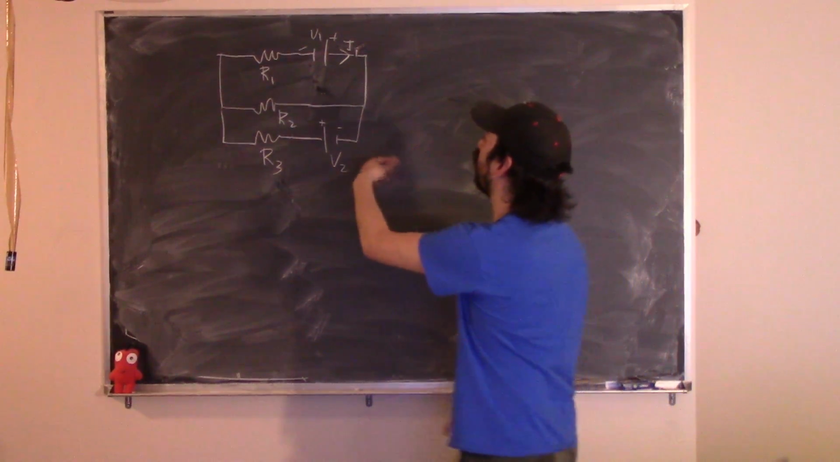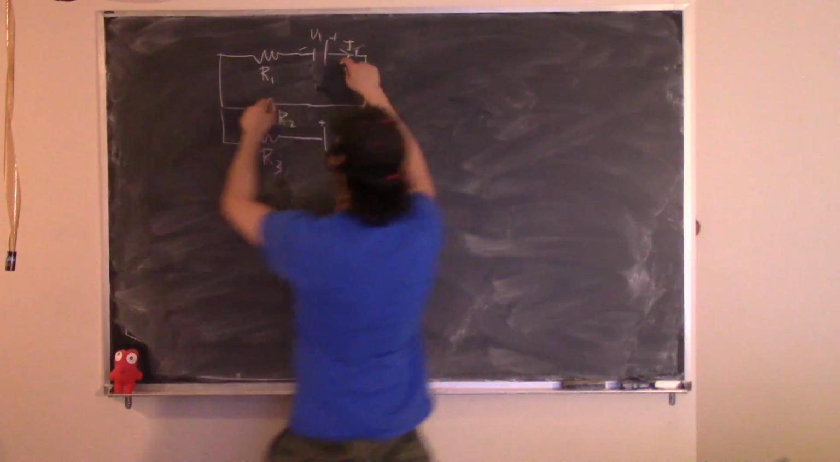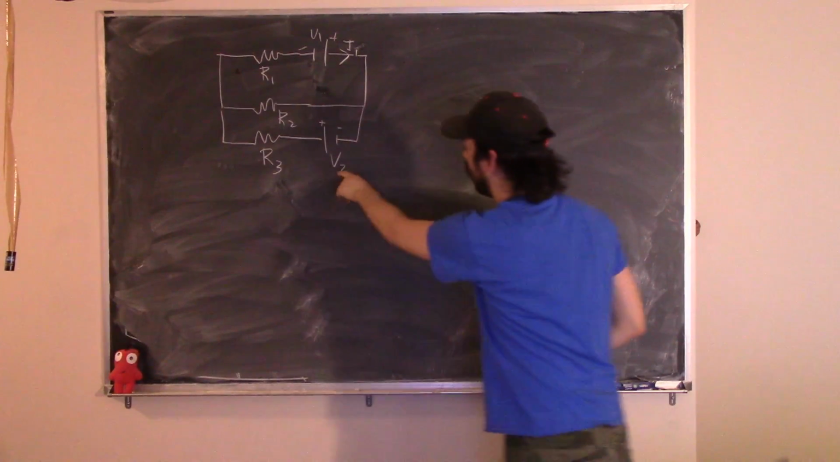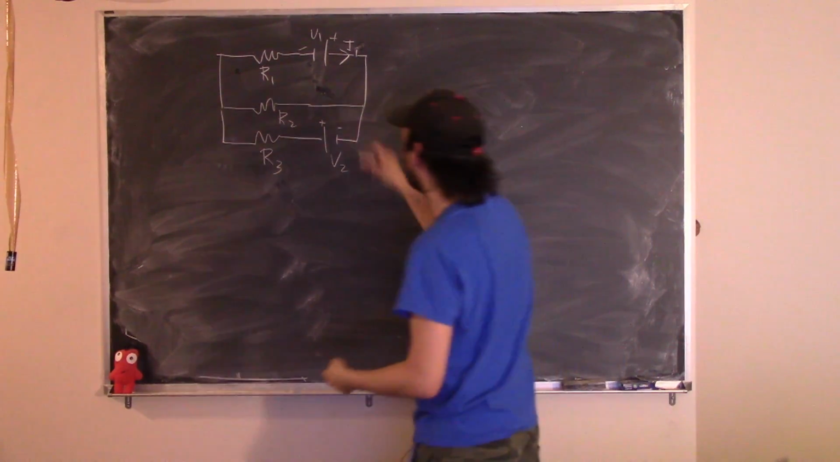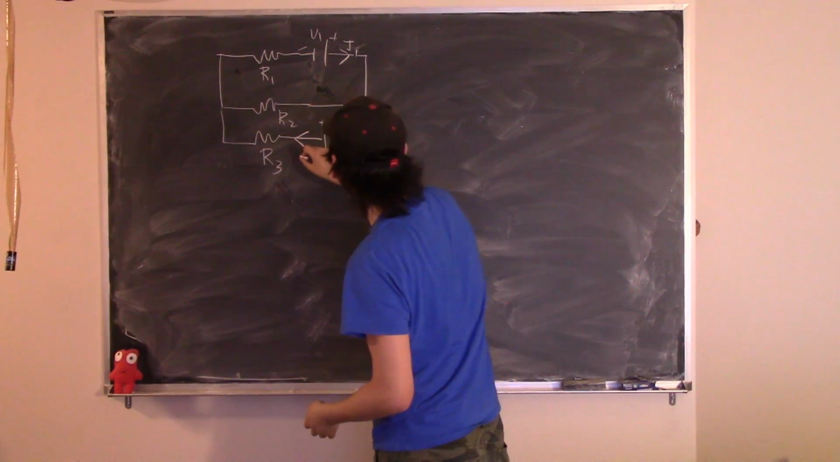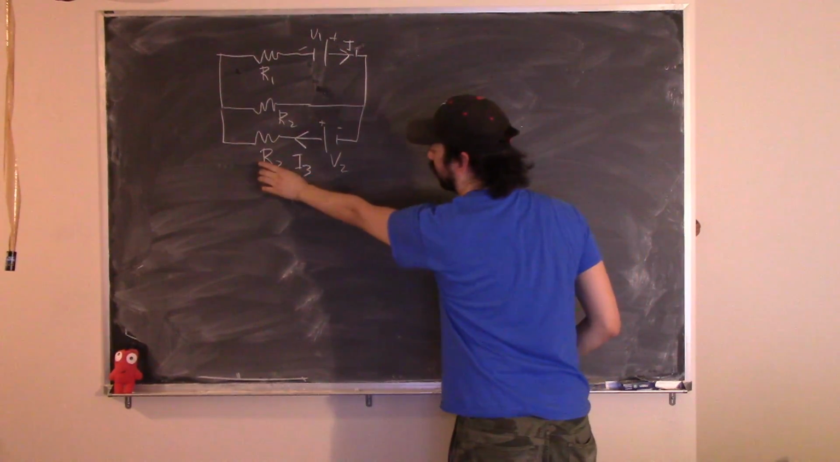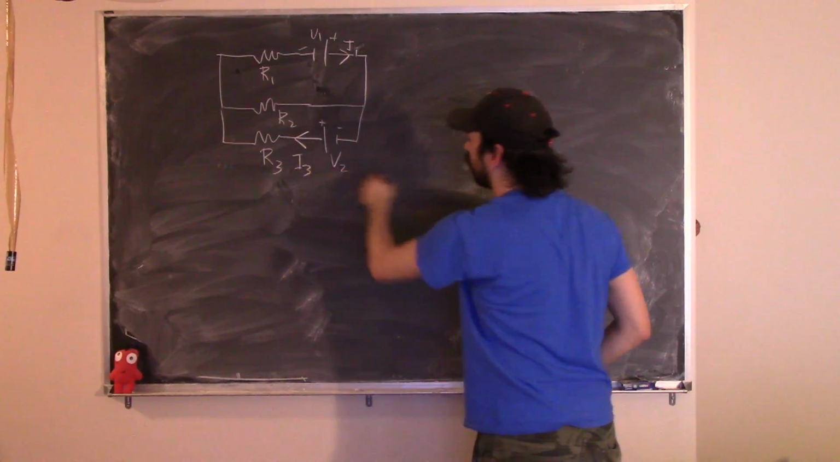This is the current I1 because it's flowing away from the positive, and when it comes over here, it's going to be flowing towards the negative. For this current that I have down here, I would say that this is going to be some I3. And the reason why I'm calling it I3 is because it's going to go through the resistor R3.